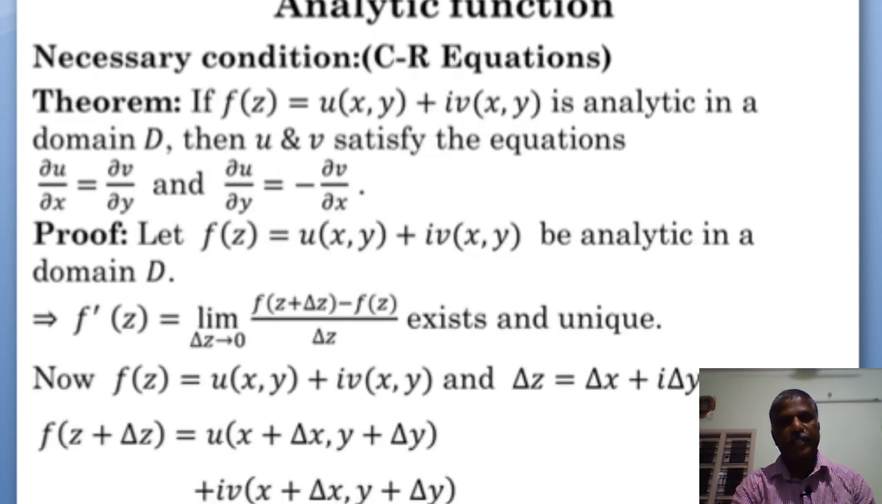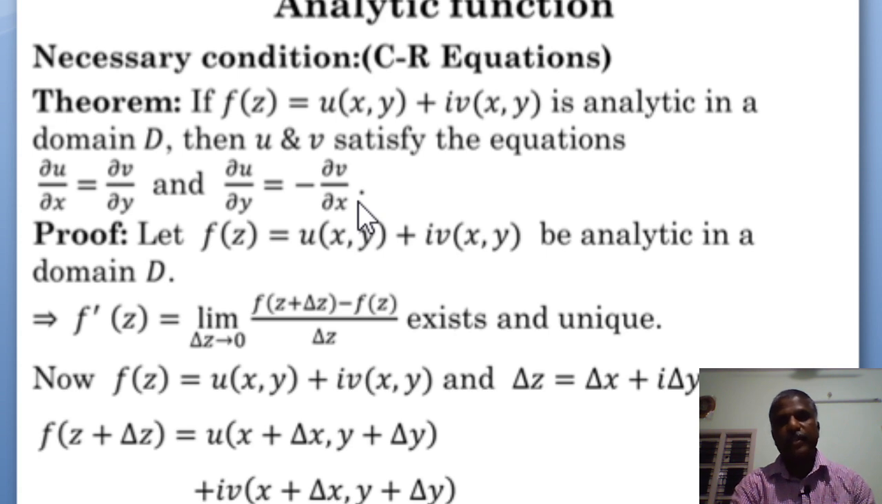Let us see the necessary condition in terms of a theorem. If f of z equal to u plus iv is analytic in a domain D, then u and v satisfy the Cauchy-Riemann equations: dou u by dou x is equal to dou v by dou y and dou u by dou y is equal to minus dou v by dou x.